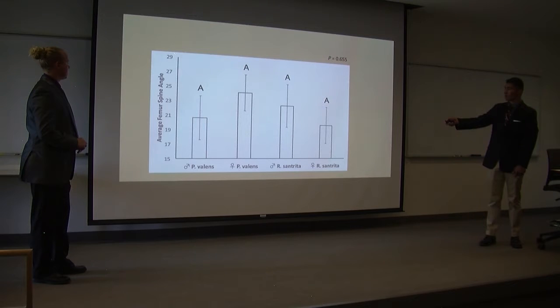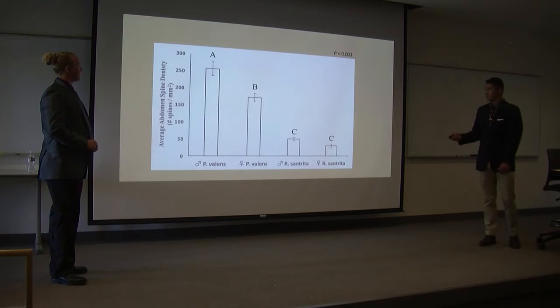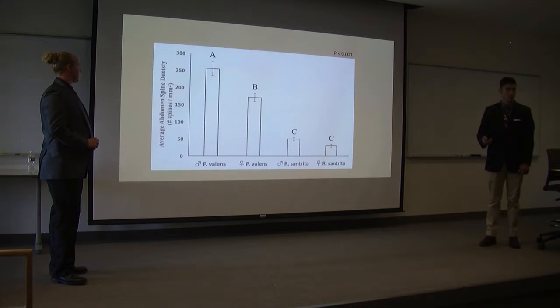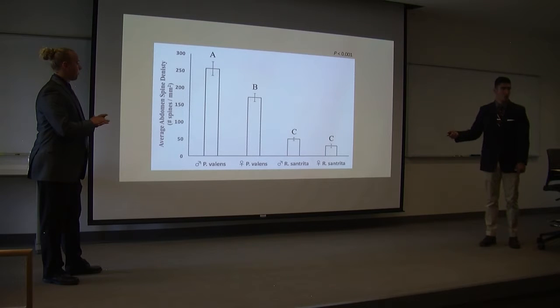And then next we have femur spine angle, and here we did not see any significant difference between any of the groups tested. And lastly, we have average abdomen spine density. Here, once again, we have Pardosa valens being the victor, and Rabidosa centrita having a lower abdomen spine density, and sexual dimorphism exhibited between males and females of the Pardosa species.